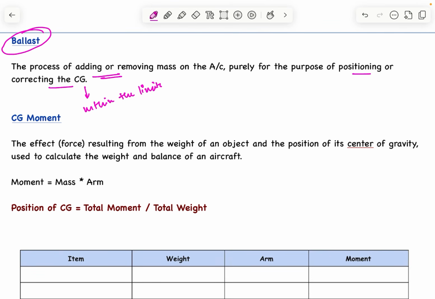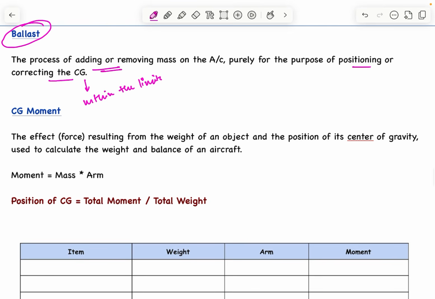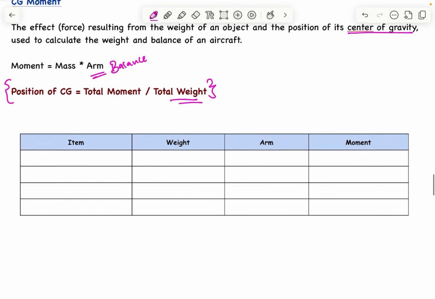Now CG moment. The effect or the force resulting from the weight of an aircraft and the position of its center of gravity, which is used to calculate the weight and balance of the aircraft. Moment is given by the formula mass cross arm, that is the balance arm. And the position of the CG of the aircraft as a whole is calculated as the total moment divided by the total weight.